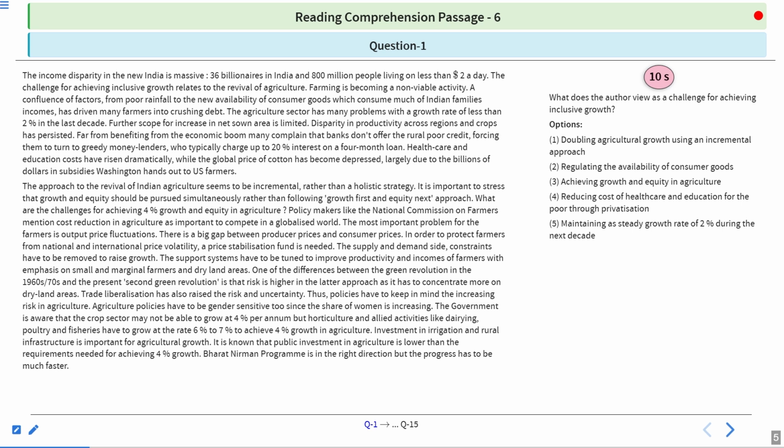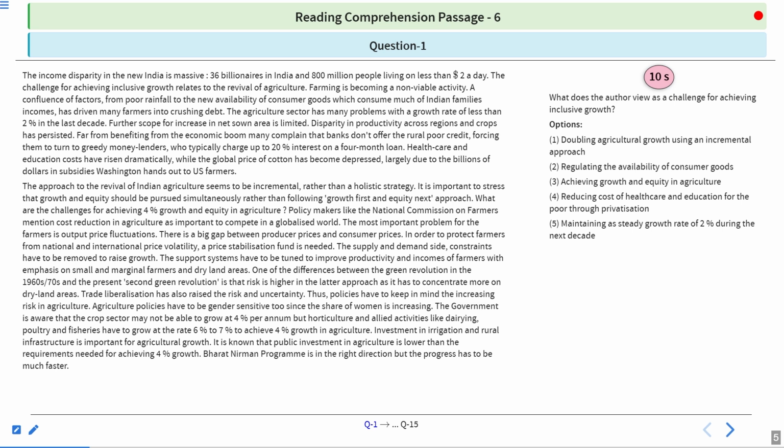The government is aware that the crop sector may not be able to grow at 4% per annum, but horticulture and allied activities like dairying, poultry, and fisheries have to grow at the rate of 6 to 7% to achieve 4% growth in agriculture. Investment in irrigation and rural infrastructure is important for agriculture growth. It is known that public investment in agriculture is lower than the requirements needed for achieving 4% growth. Bharat Nirman program is in the right direction, but the progress has to be much faster.